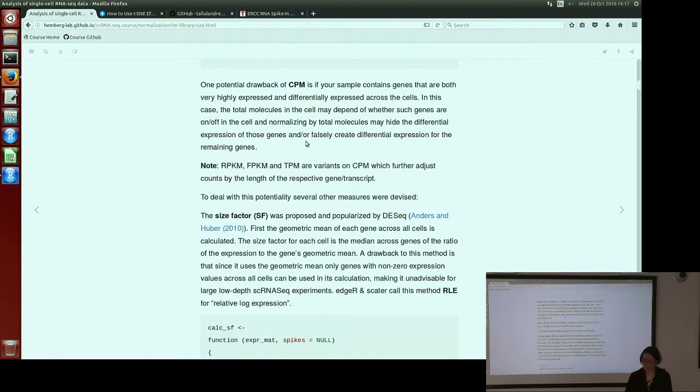But the problem with counts per million is if you have many genes that are both highly expressed and differentially expressed across your cells, then the total counts will reflect the differential expression of those genes. In that case, normalizing by total counts will skew your normalization factors based on those genes, and will decrease the differential expression of the highly expressed genes and increase the appearance of differential expression for lowly expressed genes.